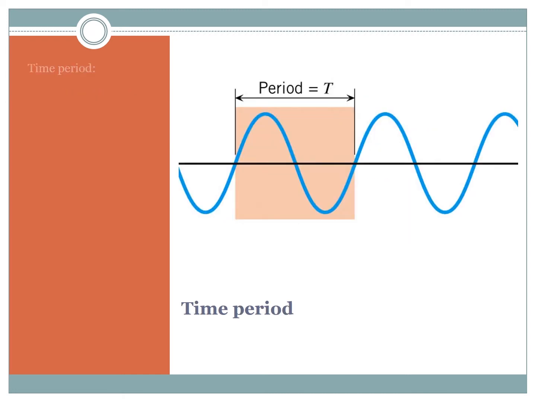Next is the time period. Time period is basically the time taken by a wave to pass through a point, and this is a complete wave, meaning a complete crest and a trough. The time taken by a wave to pass through a single point is known as time period. It is represented by capital T and its SI unit is seconds.